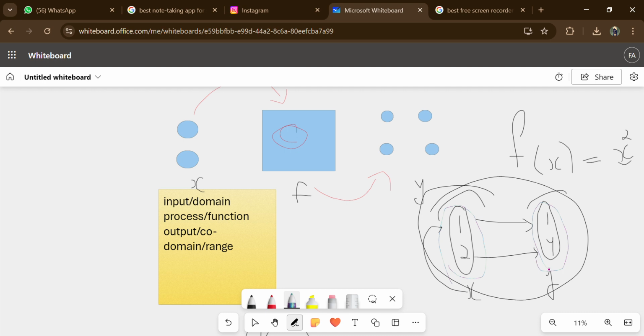The second thing that we need to understand is that a single domain element can actually create two images, but a range element can't create two domains. Now this is something that you need to understand conceptually. Whenever we are putting something in, there can be two possibilities of it.